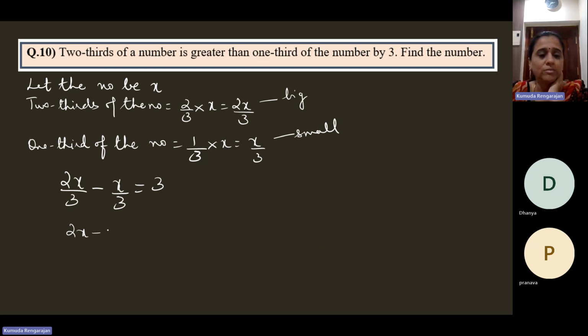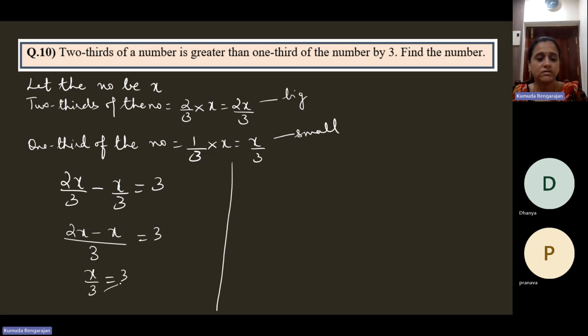So already the denominators are the same. So 2x minus x by 3 is equal to 3. 2x minus x is x. X by 3 is equal to 3. Cross multiply. X is equal to 3 into 3. X is 9. Therefore, the number is 9.